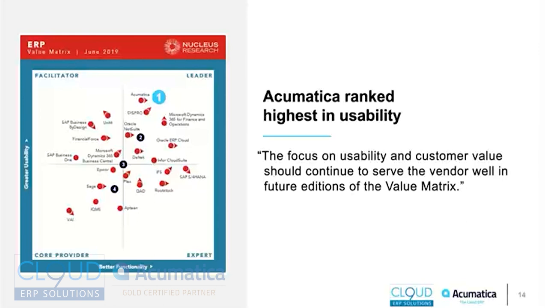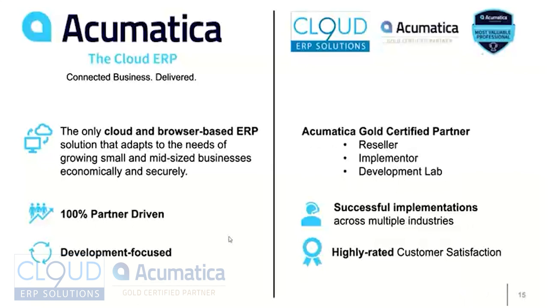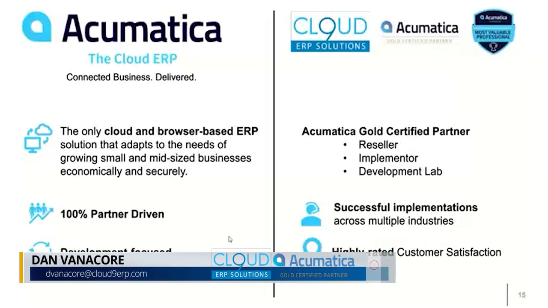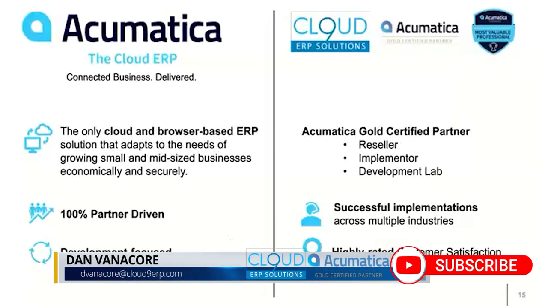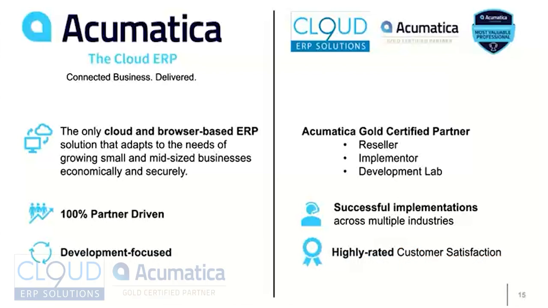And a lot of it is available if you research it in terms of these different analysts and how they categorize Acumatica and track it as a leader in the software space. So to wrap up the overview of Acumatica and Cloud9 ERP Solutions, Acumatica, again, is the only cloud-based and browser-based ERP solution that really meets the needs of growing small and medium-sized businesses.